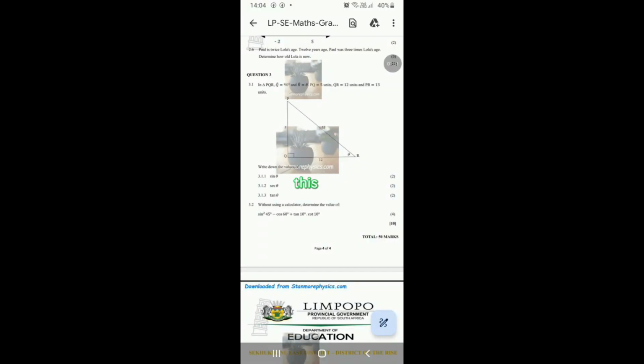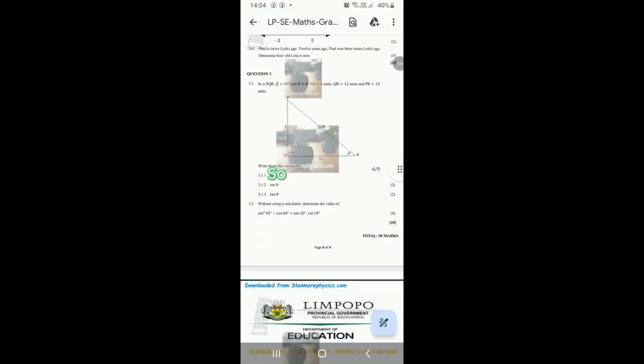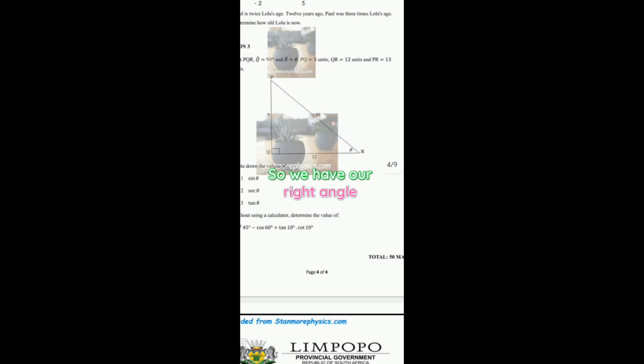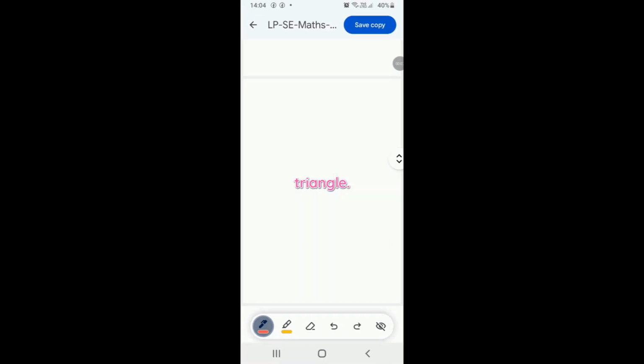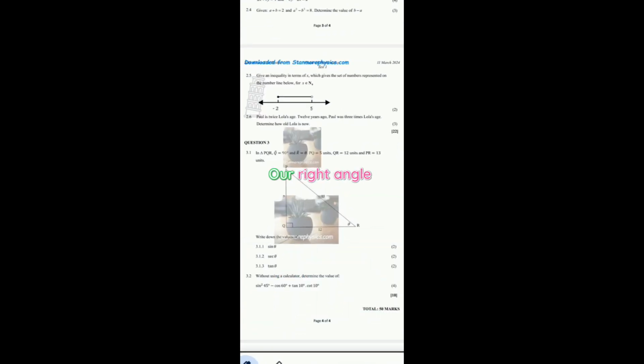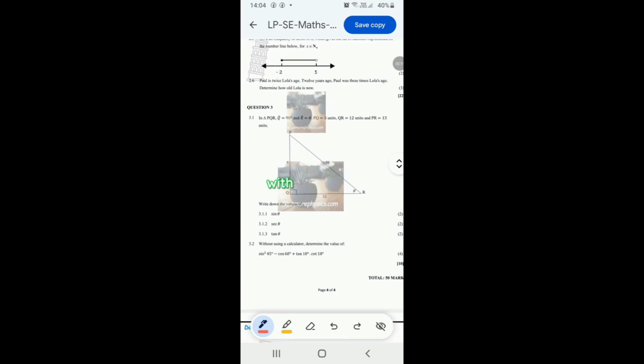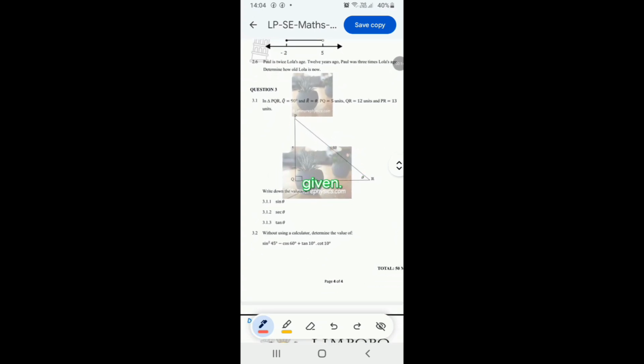Let's also attempt this one. Question 3. So we have our right angle triangle with all the sides given. What is sine theta? This is theta. We know our SOHCAHTOA.